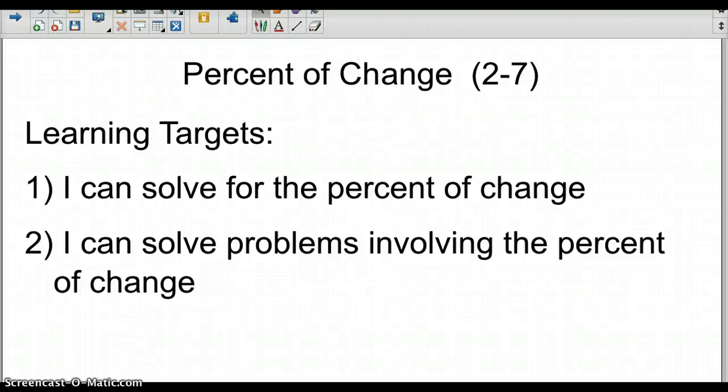Hi everyone, welcome. Today we're looking at percent of change from section 2.7, and we have two learning targets we want to learn about today. The first one is I can solve for the percent of change.